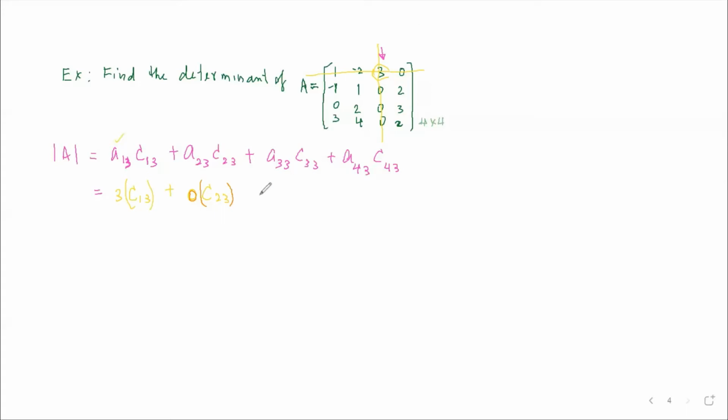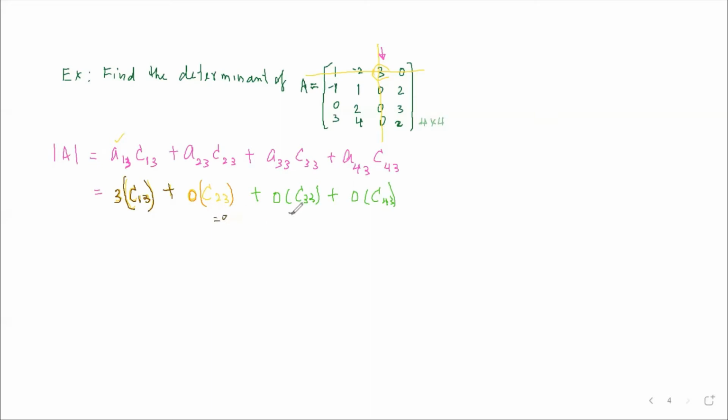And then next one, plus third row, third column, also 0, so times C33. Okay, plus fourth row, third column, also 0, so times C43. Okay, so now this one maybe I use this color because yellow color cannot see very well. C13 here. Okay, so now you see the second term, third term, fourth term here all equal to 0, correct?